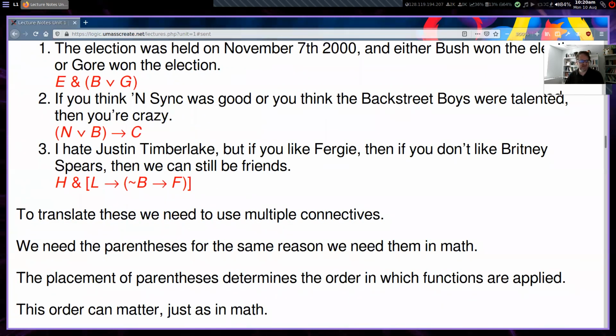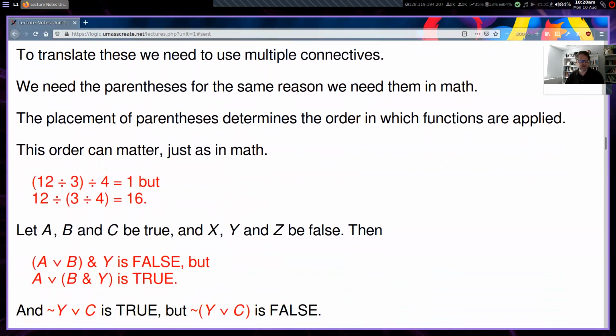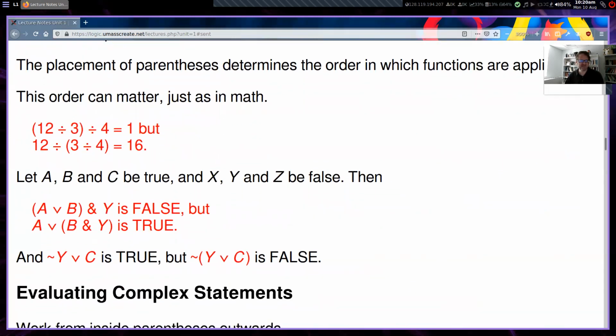And we need parentheses here. The parentheses are there for the same reason we need parentheses in math. The order in which we place the parentheses determines the order in which we calculate the truth functions that determine the truth or falsity of the molecular statements. But just like in math, the order of the parentheses can matter.